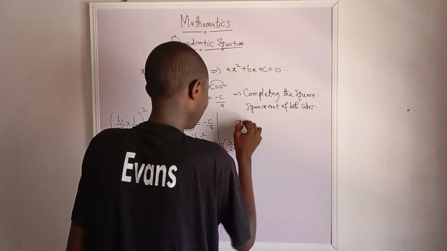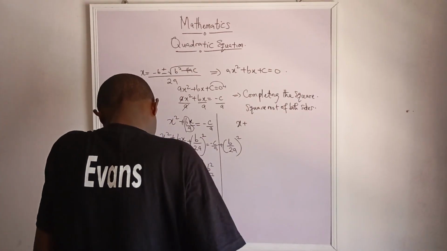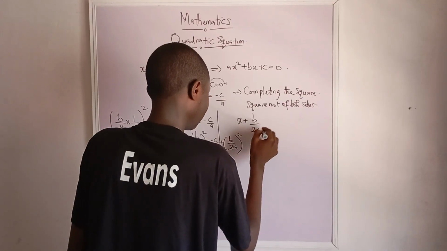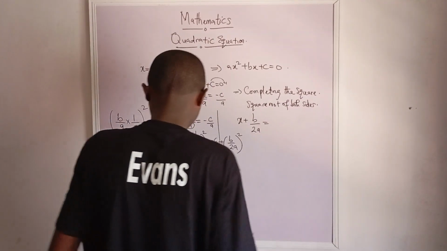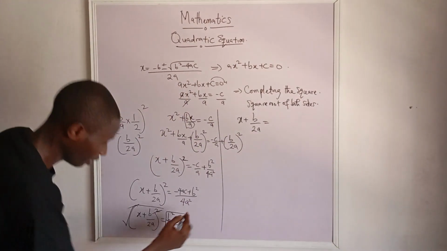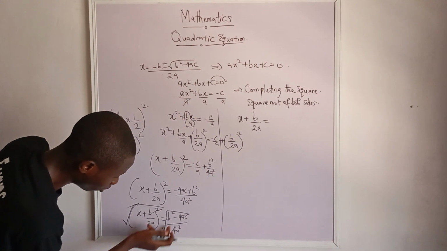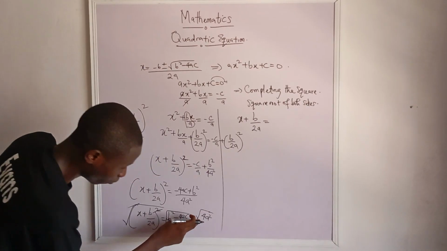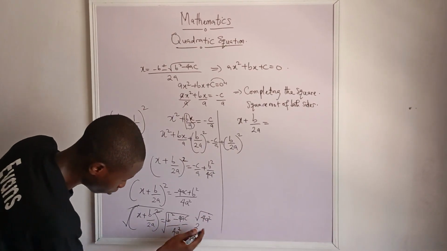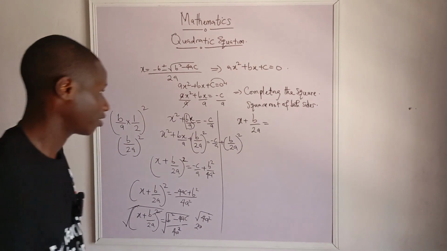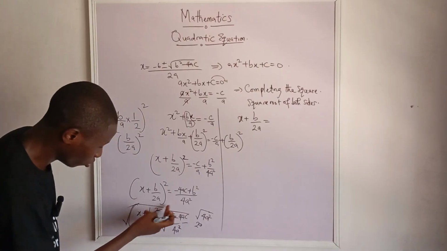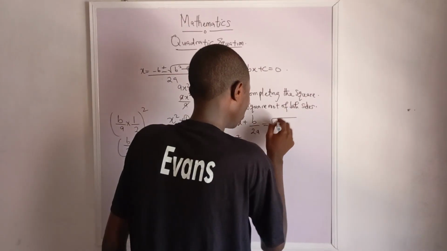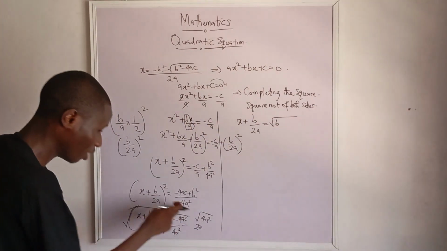You're going to have x plus b over 2a is equal to, now look at this. If you look at the denominator here, it says square root of 4a squared. Now what is the square root of 4? That is 2. Square root of a squared, what is that? a. So we have 2a. Do you understand? So now if you look at this, you cannot find the square root of this. You cannot find it. So because of that, you bring it here. The square root will remain on only this b squared minus 4ac.